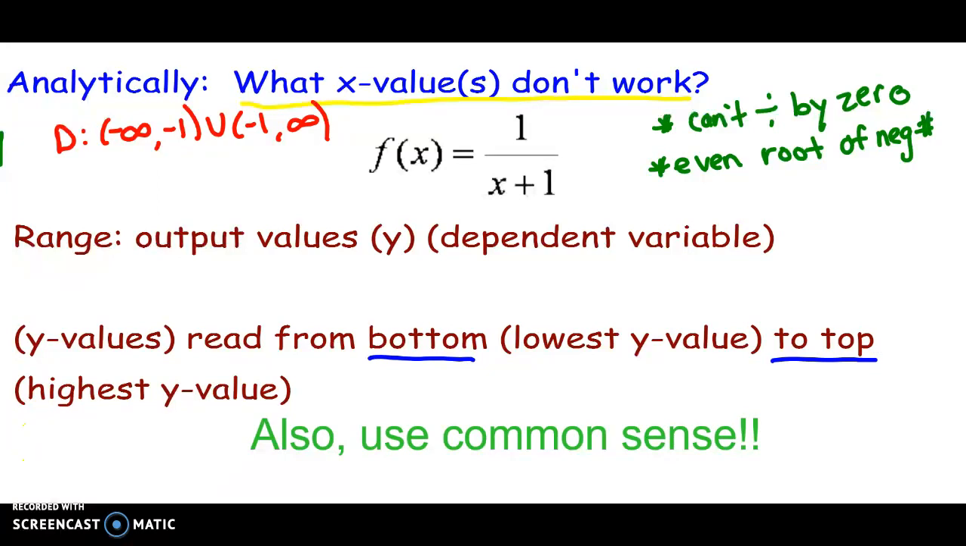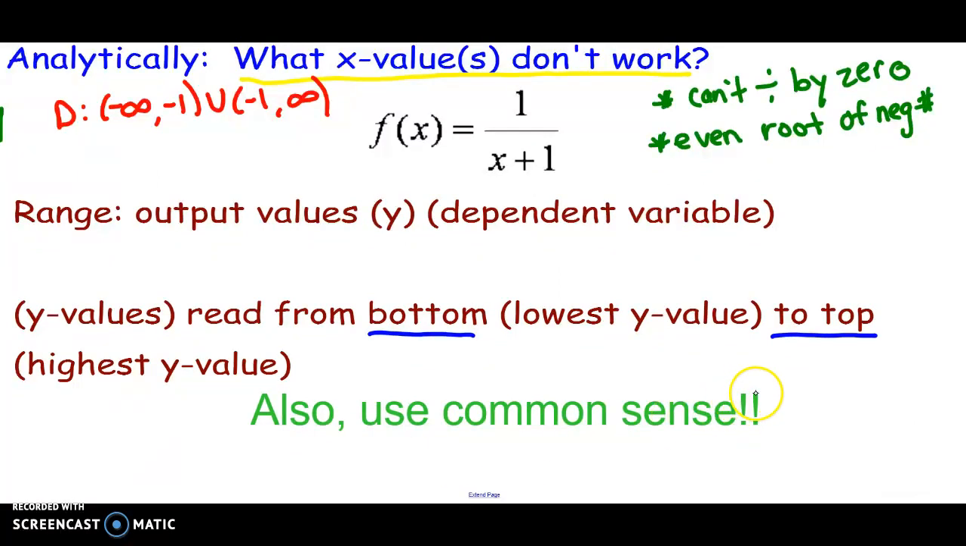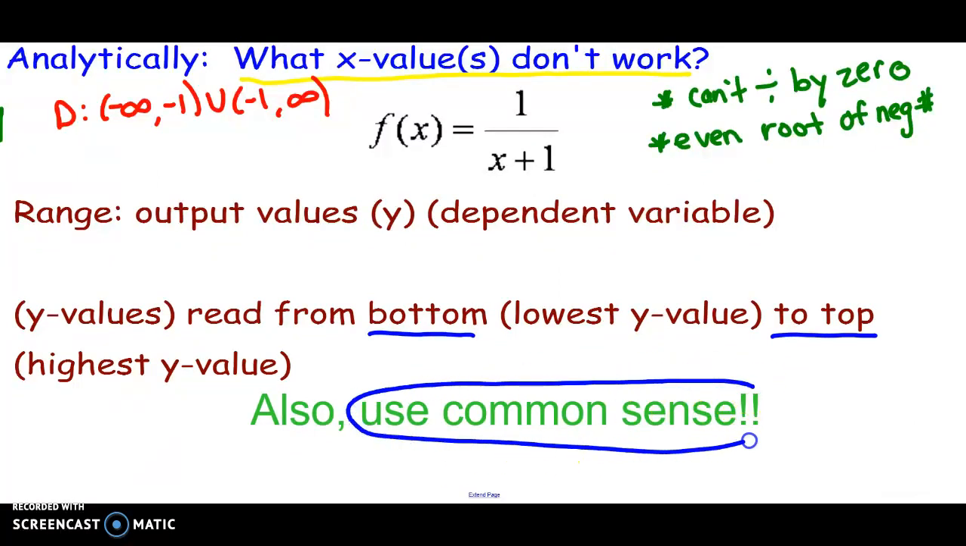And just something to keep in mind here with that is, use common sense too. When I'm thinking about, for example, some applications like time, we can't have negative times. So all those negative numbers wouldn't be part of my range. Or if I'm thinking about height, same thing. I'm not going to have negative height. So it is possible to use common sense to think about both your domain and range.